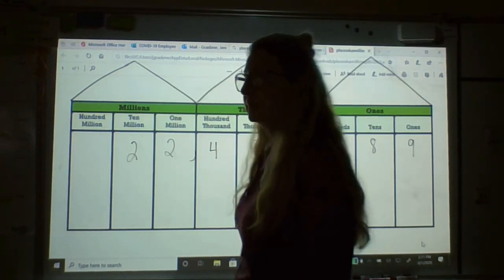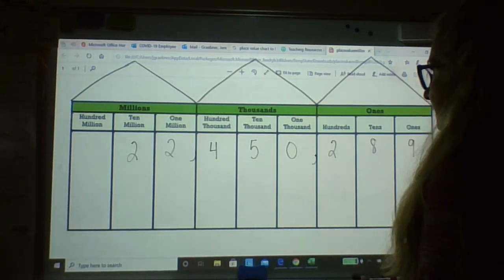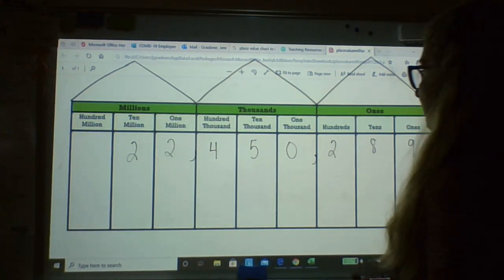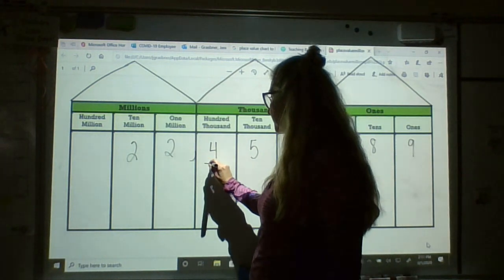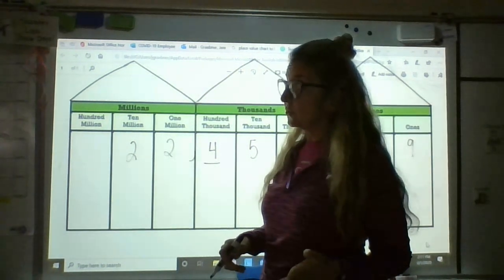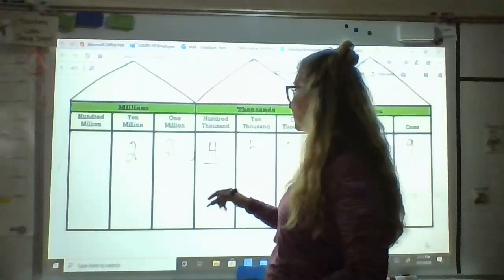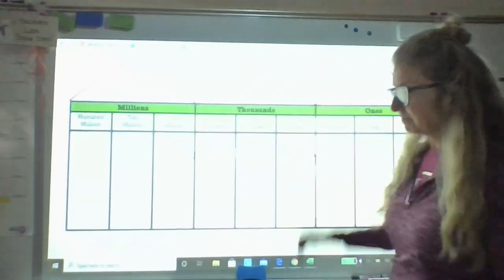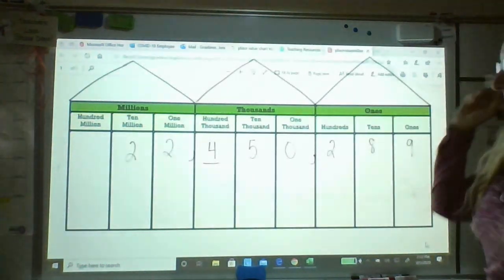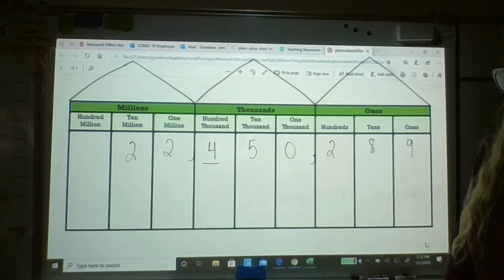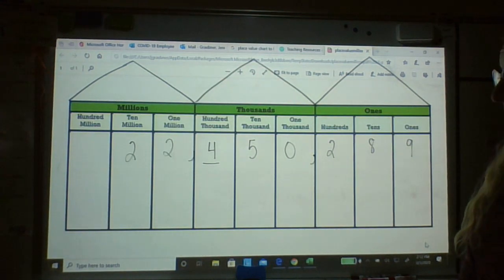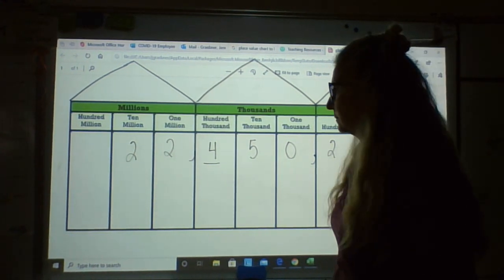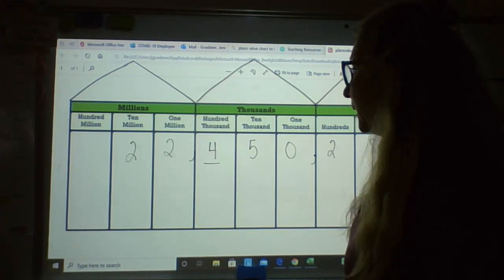Yes. I want you to tell me what the value of the 4 is. Okay. So here is the 4. And since I wrote down my place value chart, it makes it really easy because the value of this is 400,000. Correct. All right. Now, since this is a lot, can you do this in expanded form?